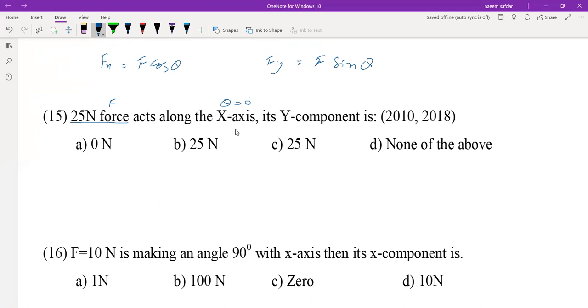On x-axis, there will be y component 0. x-axis पर y component हमेशा 0 होता है. x-axis, y-axis. If we have F on x-axis, then its y component will always be 0. In other case, if we have force on y-axis, then its x component will be 0.